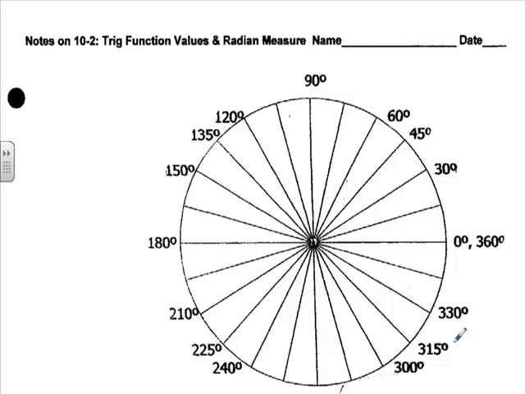Okay, section 10.2, trig function values and radian measure. So what we need to do today is march around the unit circle, your old friend, and change all those degrees to radians. So just a quick review.